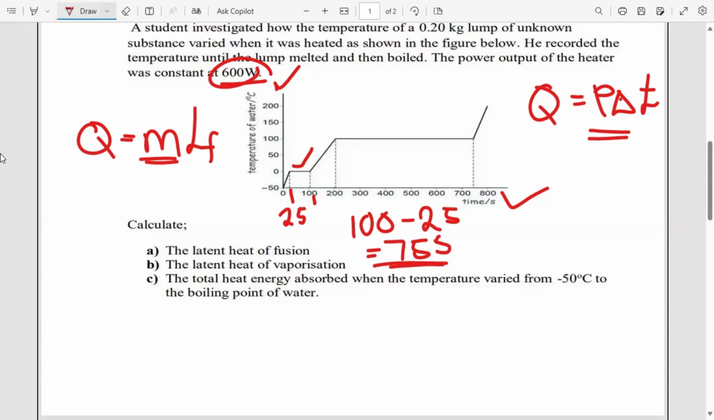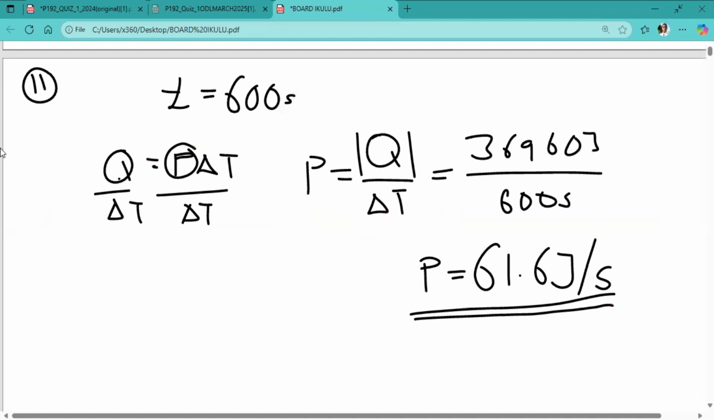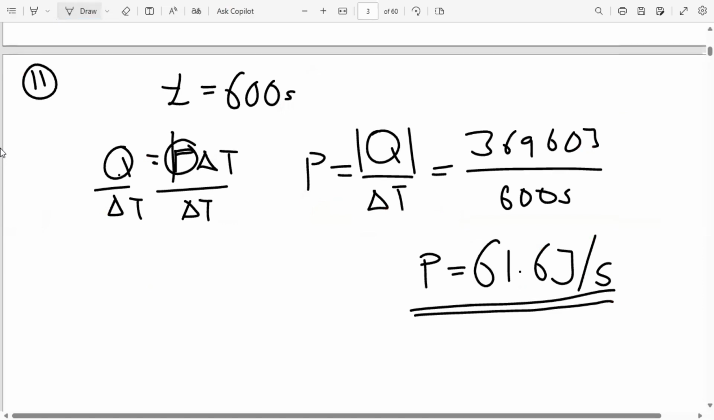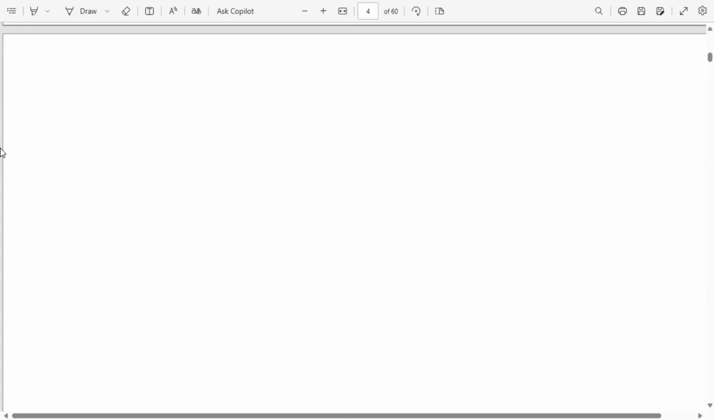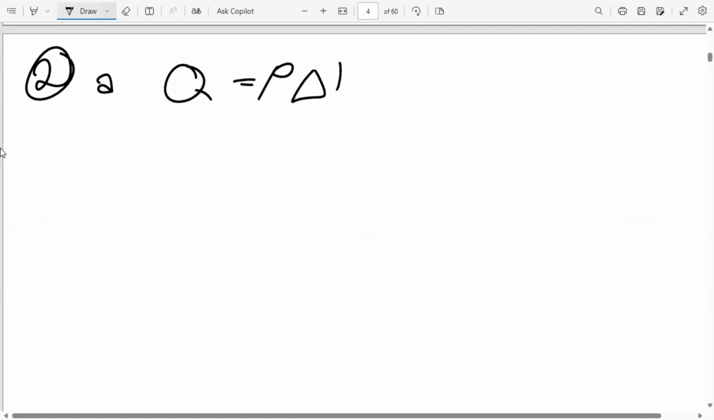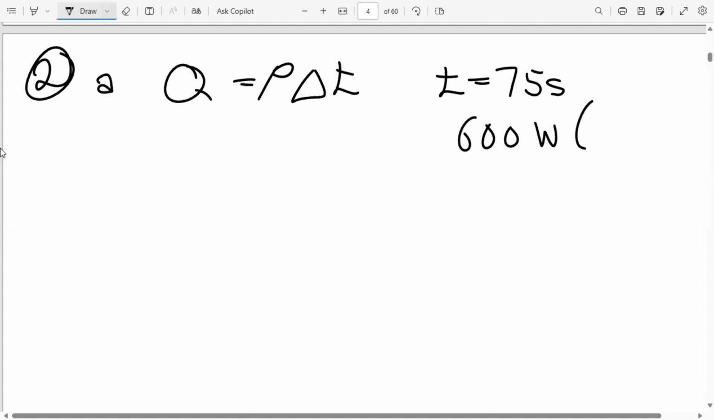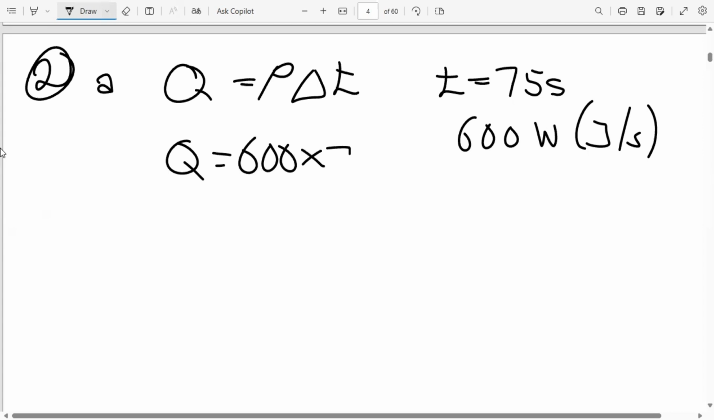I'm going to get this value and plug it into our formula in order for us to find the energy that is being absorbed. So I'm going to say question 2A. First we're going to calculate Q, and we said Q is equal to what? Q is equal to power multiplied by the time. We've said the time that it's taking for the ice to melt is 75 seconds. Then the power, they've said the power supply is constant at 600 watts, which is the same as joules per second, like that. So my Q will be equal to 600 multiplied by 75.